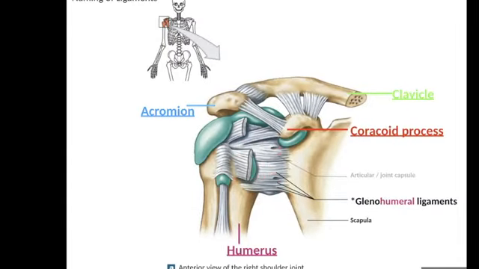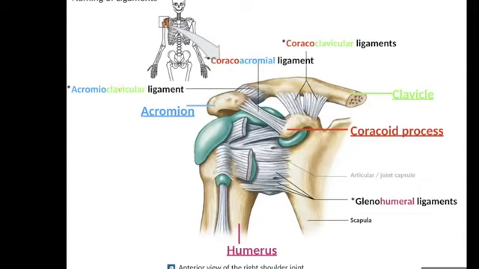So the ligaments that connect the two are called your glenohumeral ligaments. Okay, so ligaments are named like this. They're named logically for the bone features that they're connected to. All right, so your coracoclavicular, right, so your coracoid process and your clavicle are connected by your coracoclavicular ligaments. Your acromion and your clavicle are attached by your acromioclavicular ligament. Coracoid process and your acromion process are connected by this coracoacromial ligament.